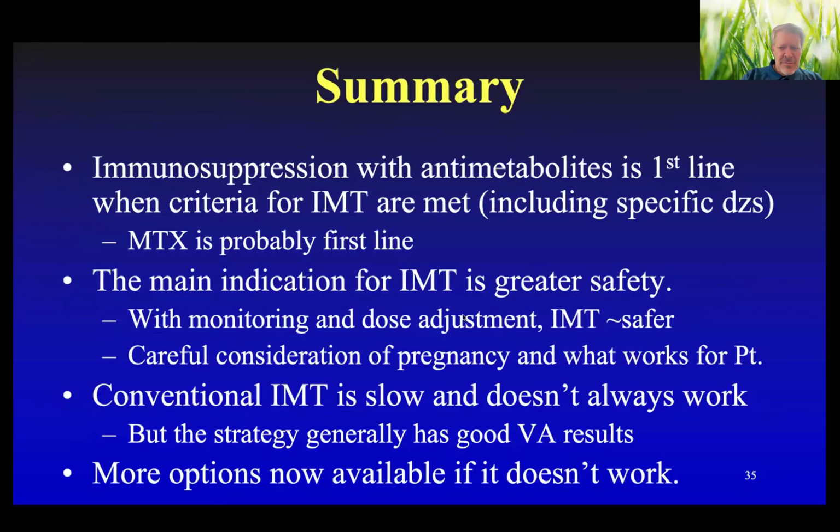So in summary, immunosuppression is first line, probably, when criteria for immunosuppressive therapy are met, and methotrexate is probably the first choice worldwide. The main indication is that it's safer than using high-dose oral steroids, not because it works better. And with monitoring and dose adjustment, it does well, but it does require a level of skill and attention and cooperation by the patient. We have to be careful in our consideration of pregnancy, as well as other side effects that come up for individual patients.